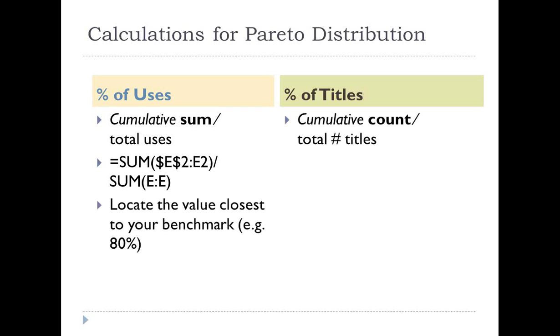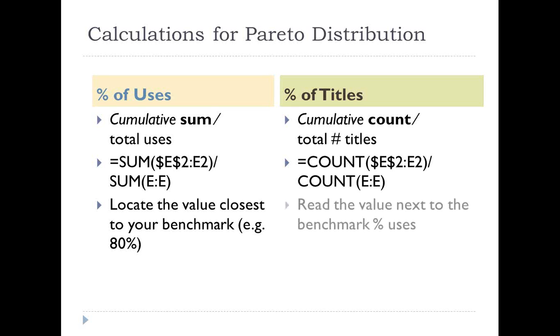Then you can calculate the percentage of titles. It's a similar idea, only instead of sum, we're counting the number of titles. So the cumulative count of titles divided by the total count of titles. And again, we can use the same basic idea, only this time using count instead of sum. And then you read the value next to your benchmark percentage of uses.